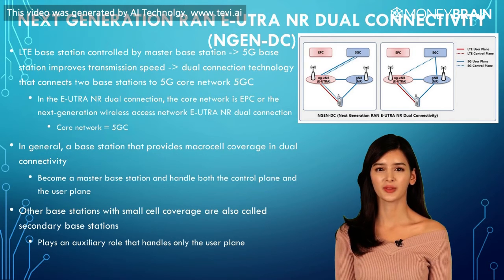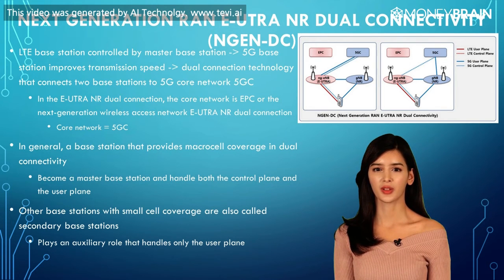Therefore, this technology is useful for the additional use of high-speed data transmission of 5th generation base stations, using high-frequency bands based on the stable coverage of 4th generation, using low-frequency bands, when the 5th generation core operates stably in 5th generation networks. It is similar to evolved universal terrestrial radio access new radio dual connectivity, but differs in that both long-term evolution and 5th generation base stations are connected to the 5th generation core network, the 5th generation core, whereas in evolved universal terrestrial radio access new radio dual connectivity, both long-term evolution and 5th generation base stations are connected to the long-term evolution core network, the evolved packet core.